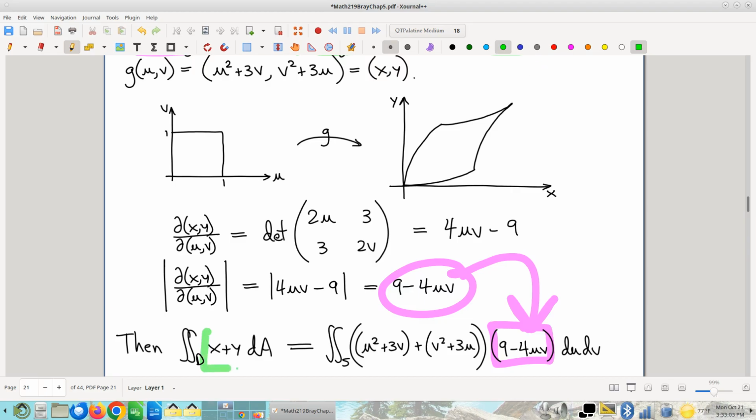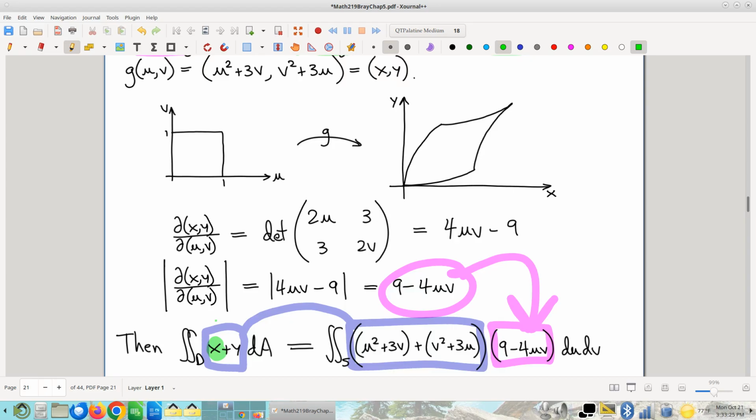This integrand, I wanted to use green for something else. This integrand right here, or the former integrand, you got to rewrite that as well. And here's the good news. X, what do I do with that x? How do I rewrite x in terms of u and v? Change of variables function, right?